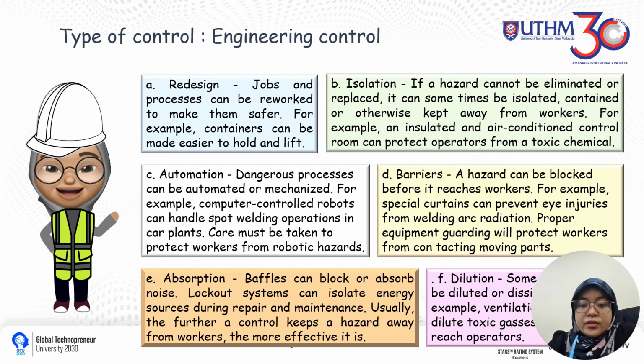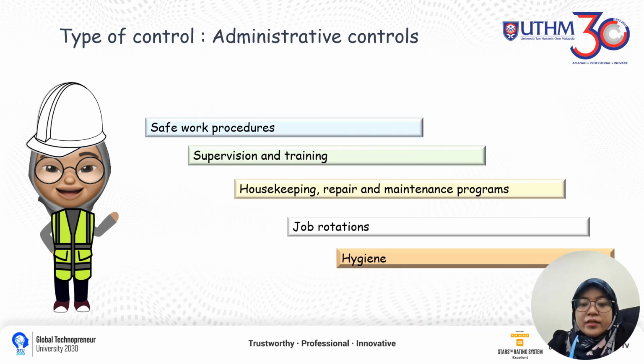Then we have engineering control. We could redesign, we could put isolation, we could put automation, we can do barriers, we can do absorption, and then we can do dilution in the engineering control. And then for administrative controls, there are a few where we can put control in place. First is safe work procedure, supervision and training, housekeeping and repair maintenance program, job rotation, and hygiene.